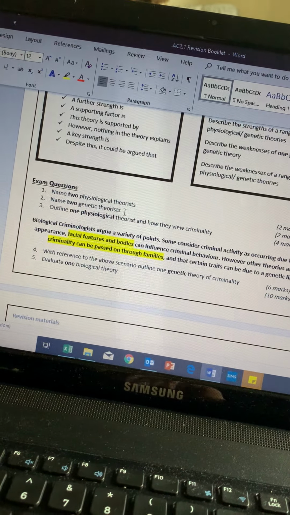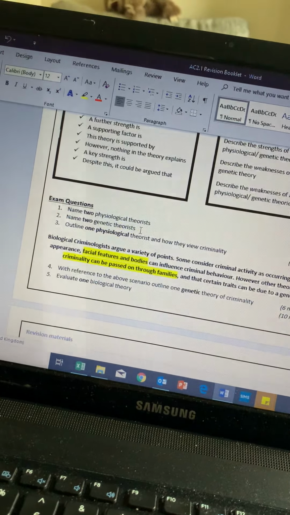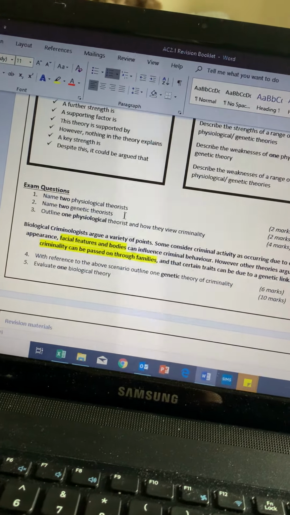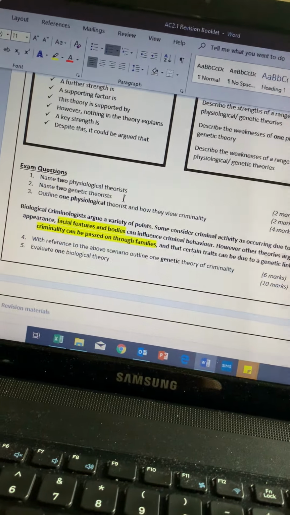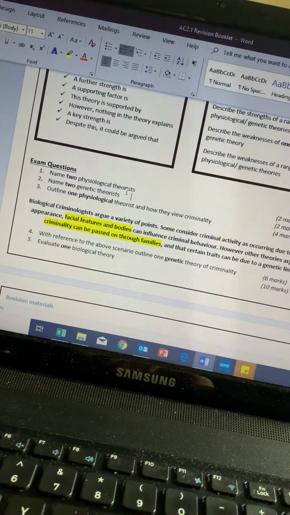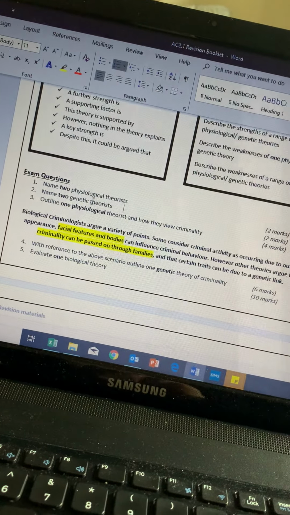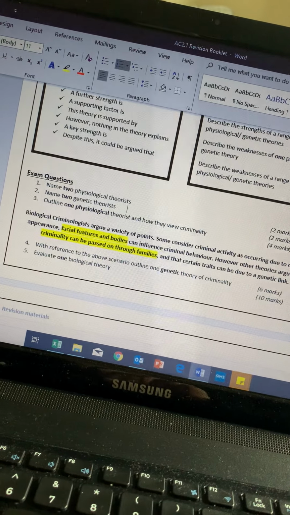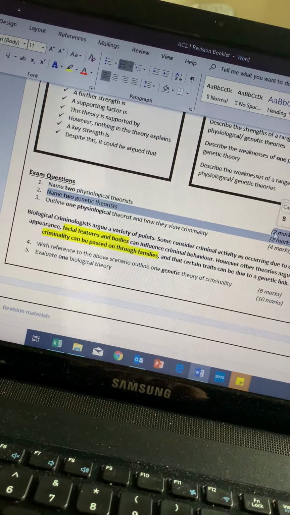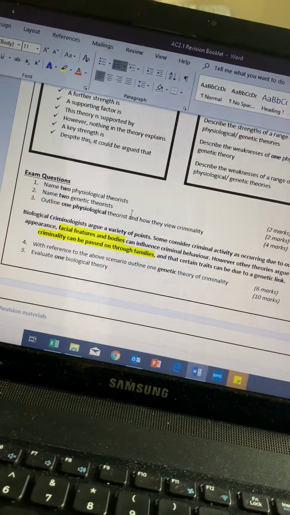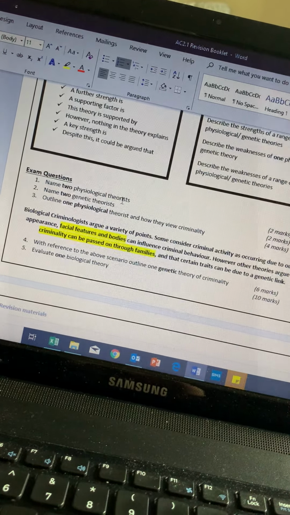Name 2 genetic would be Jacob's XYY and Mednick. They do like these types of questions now. If you sat this paper in 2017, they weren't using these kind of identify short mark questions. They are now. So it is important that you know that basic knowledge, because you do not want to be dropping 4 marks there. As I'm sure you're aware now, 4 marks is the difference between like a B or an A.